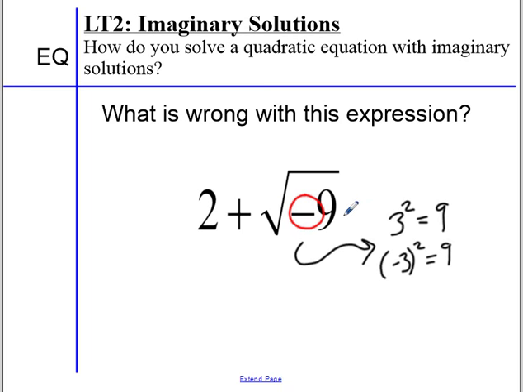Go ahead, try putting it into a calculator. Try doing the square root of negative 9. Your calculator is going to give you an error. So how do we deal with this when it happens in our math problems?